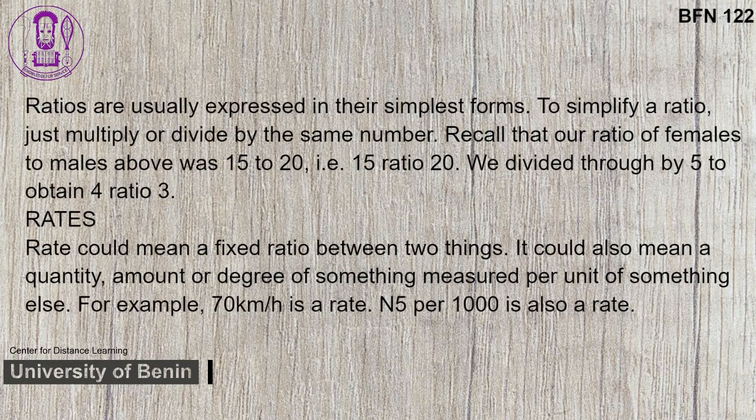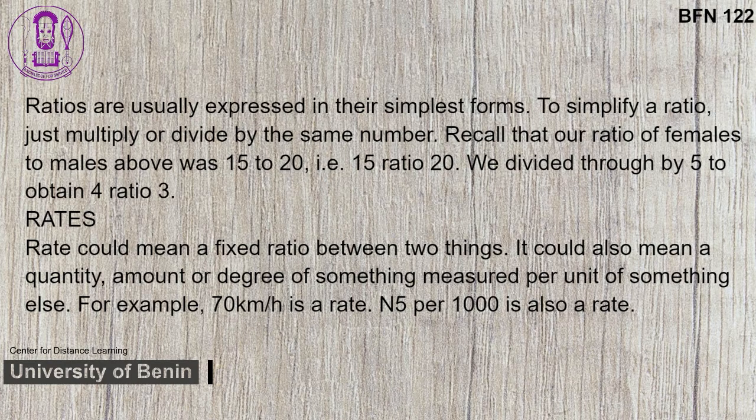Ratios are usually expressed in their simplest forms. To simplify a ratio, just multiply or divide by the same number. Recall that our ratio of females to males above was 15 to 20, i.e. 15:20. We divided through by 5 to obtain 3:4.